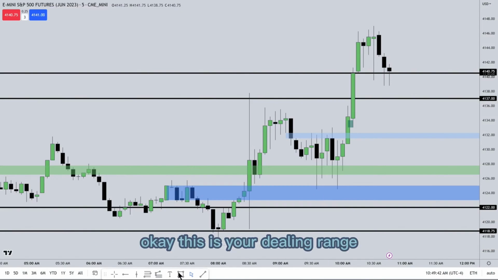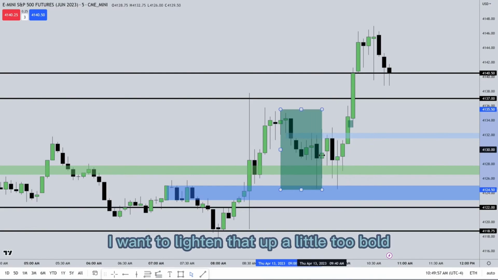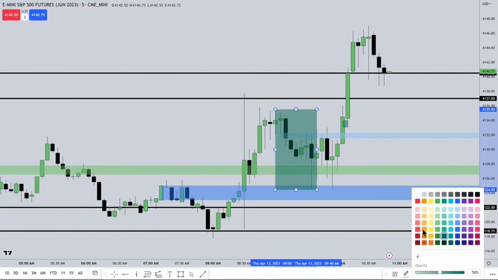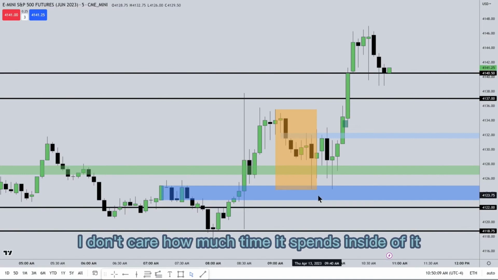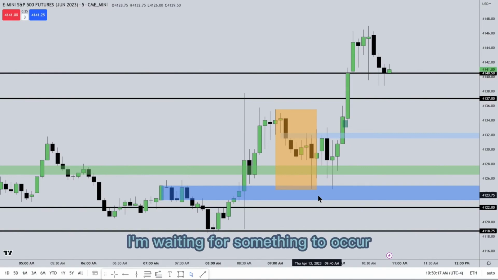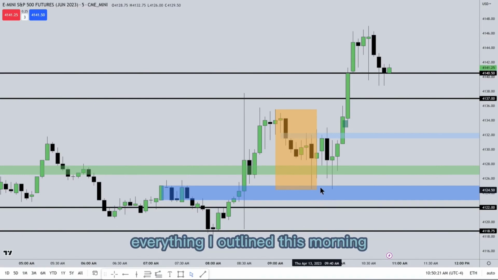Okay, this is your dealing range. So there's your dealing range right there, right inside that little, let's lighten that up, a little too bold. Okay, so there's your dealing range. Inside that dealing range, I don't care how much time it spends inside of it. I don't care. I'm waiting for something to occur. What was that? Everything I outlined this morning.